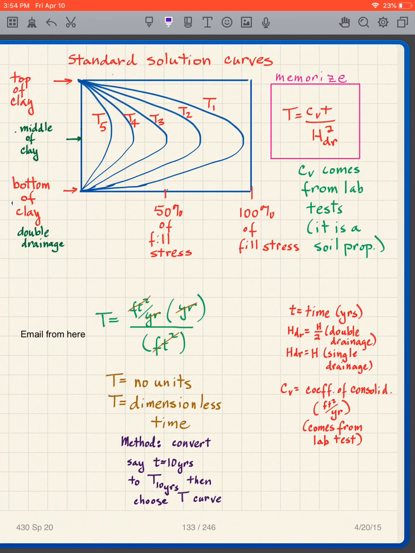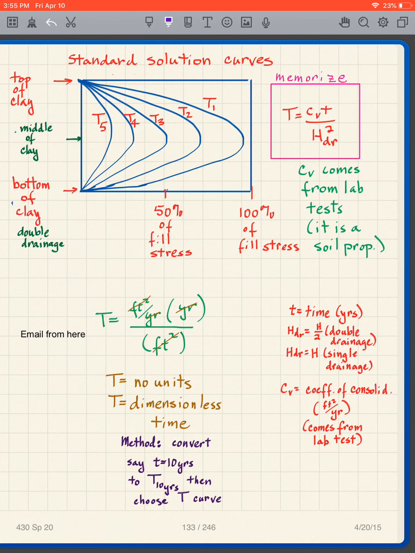This problem has been solved. We don't need to solve it again. And the solution is in curves, standard solution curves. I'm going to give you the solution curves for a quiz.